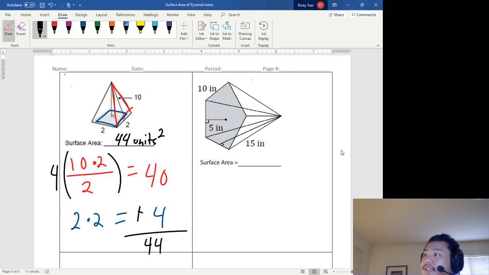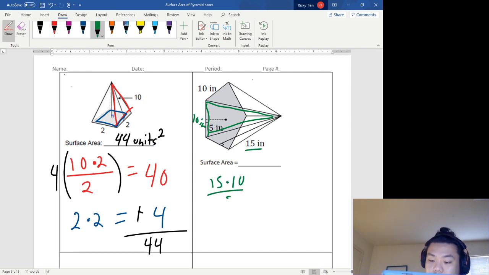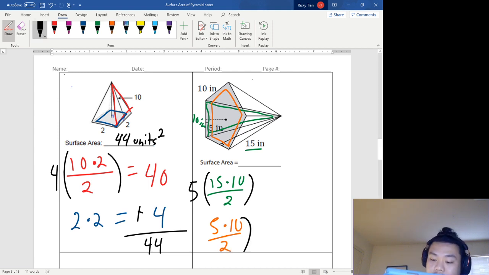All right, and then our last question, which is another pentagonal pyramid. Okay, again, we want to see this triangle. And this is 10 inches. So our triangle has a height of 15 and a base of 10. We're going to divide that by 2, and then multiply that by 5, because this is a pentagonal pyramid. There are 5 triangles at the top. And then we have our pentagon itself, which is going to be 5 times 10 divided by 2, and again multiplied by 5 because there are 5 sides all around.